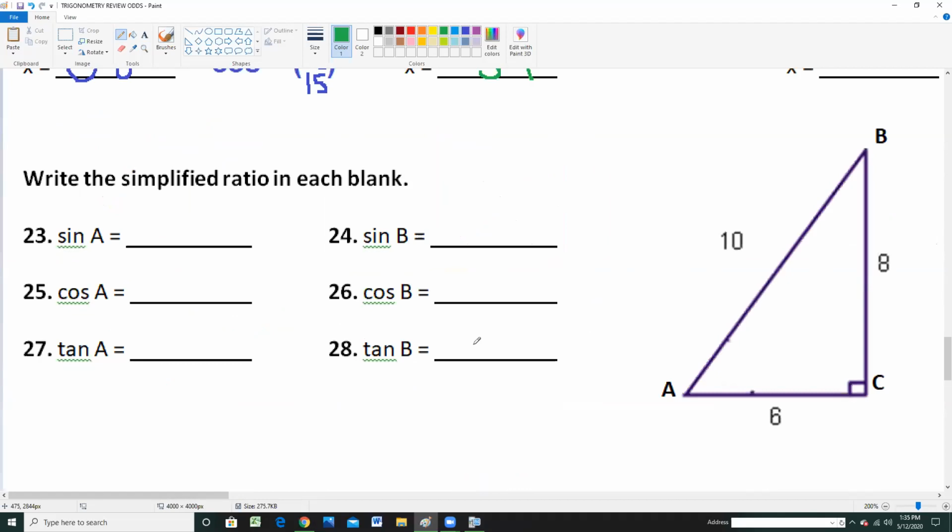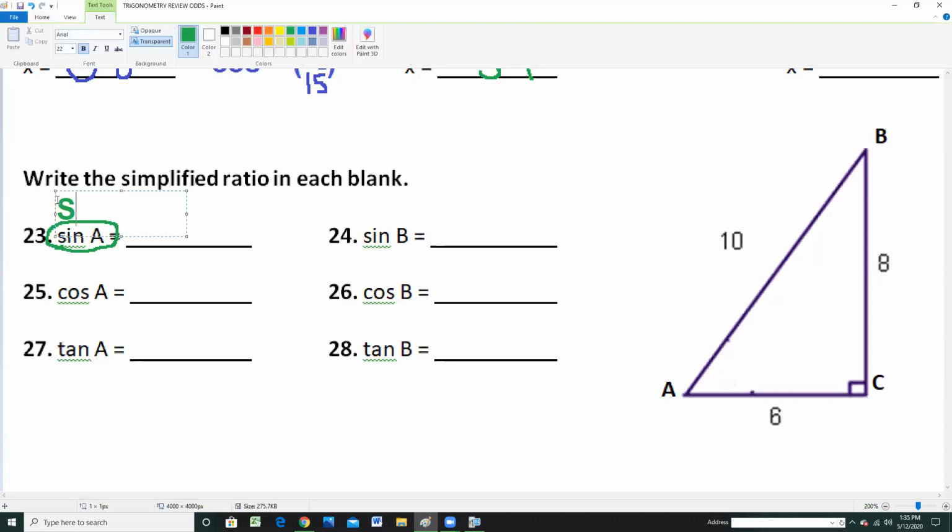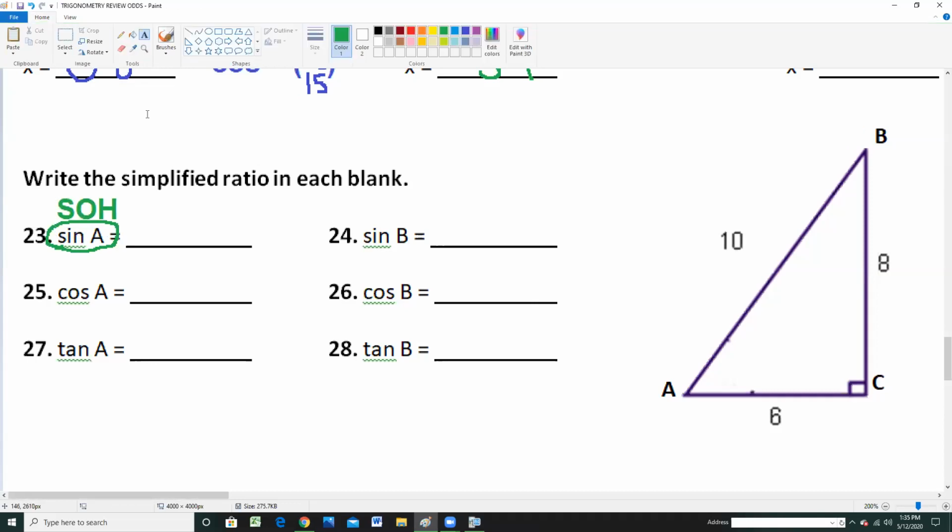All right, let's wrap this up, and then if we have any individual questions or we just want to talk about whatever, we can. I can leave the window up real quick. Write the simplified ratio in each blank. So number 23, sine of A. So there you go. Sine is opposite over hypotenuse. So if you're focused on angle A, the opposite is 8. The hypotenuse is 10. So 8 over 10.